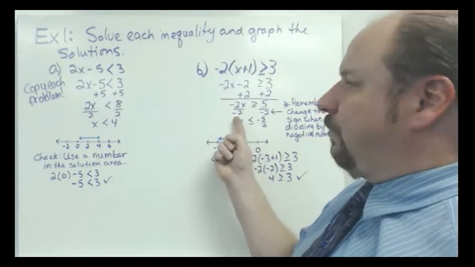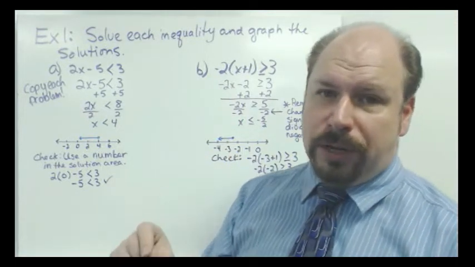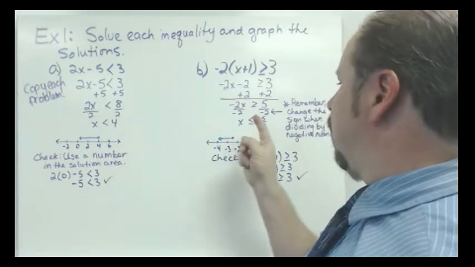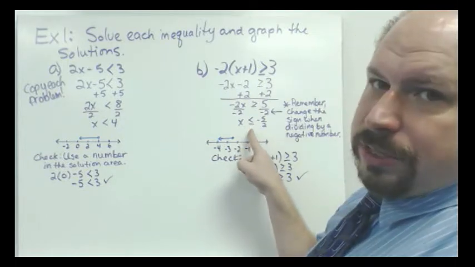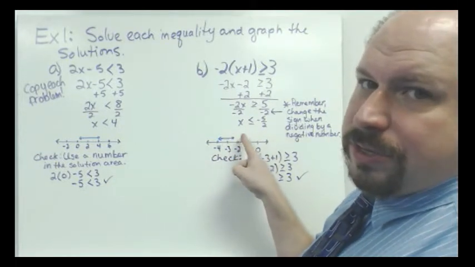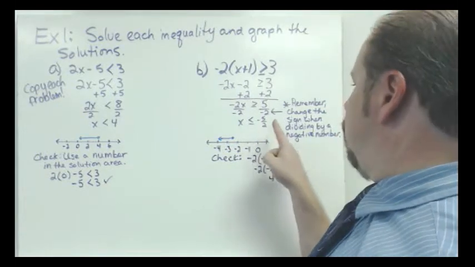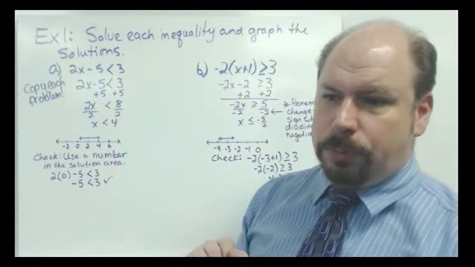And now when we divide by a negative 2, remember we just talked about that, when we're dividing by a negative, the inequality symbol has to go the other direction. So instead of being greater than or equal to, we have to change it to less than or equal to here. So x is less than or equal to negative 5 halves. So remember, change that sign when we're dividing by a negative number.